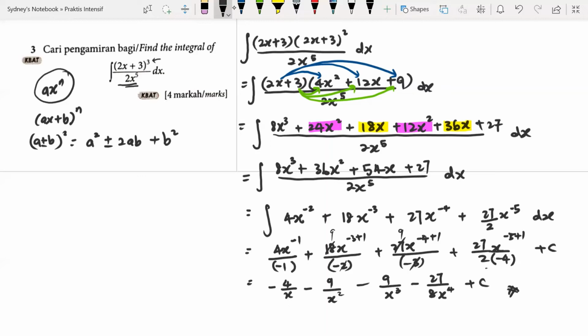Now, let's look at the easy way to expand the cubic expression. For this, we have to use the concept of Pascal's triangle, which all of you have learned in Form 2.